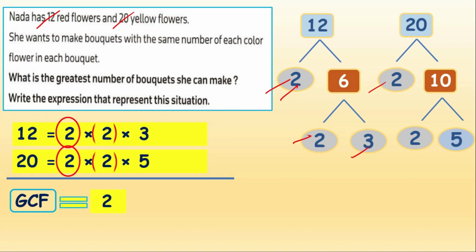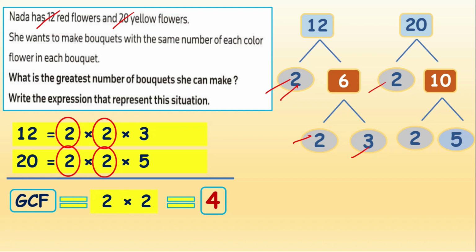And then we have another common factor, number 2 multiplied by 2 equals 4, because we don't find any common factors else. Okay, so 4 is a common factor for 12 and 20. Okay, so 4 is the number of groups. She has 4 groups formed of which number of yellow and red.